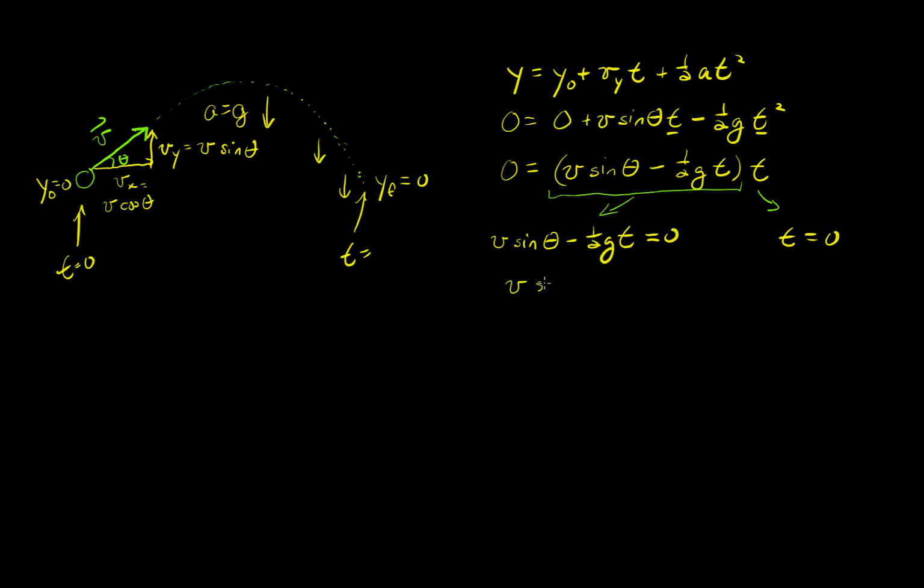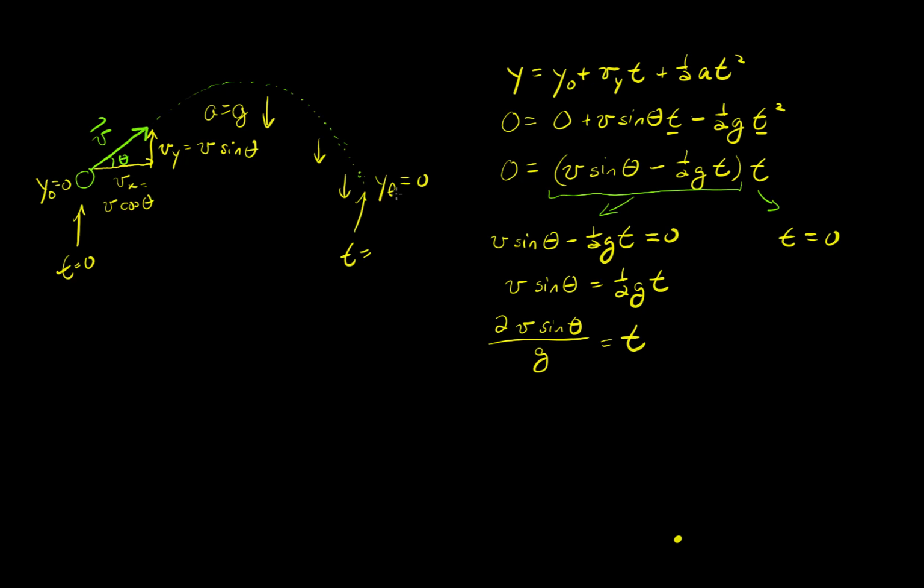So we'll move this over. You get v sine theta equals 1/2 gt. So we're going to get 2v sine theta divided by g equals t. That's the time that's in the air. And then once we have the time, now we can figure out all kinds of stuff. We could figure out how high did it go? To find how high, we would take half the time, which would just be v sine theta over g, and then we just plug it in there.